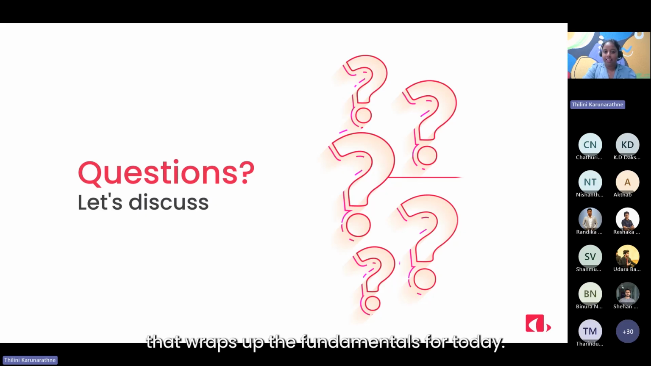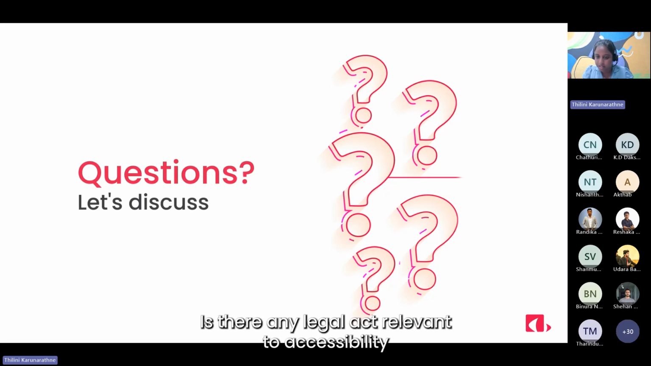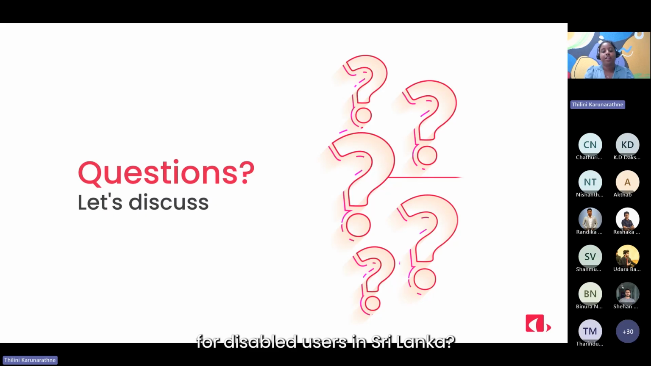Okay, that wraps up the fundamentals for today. Let's open the floor for questions, and I can see another question as well, which Ushan mentioned. Is there any legal act relevant to accessibility for disabled users in Sri Lanka?